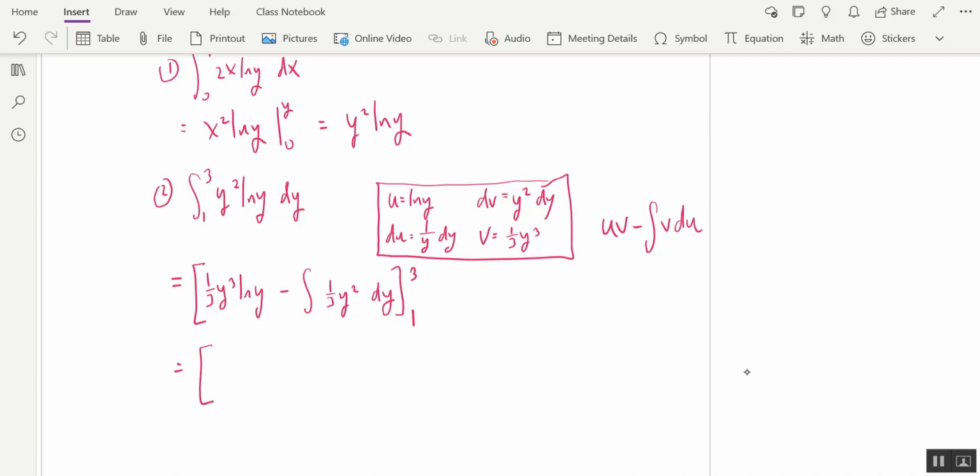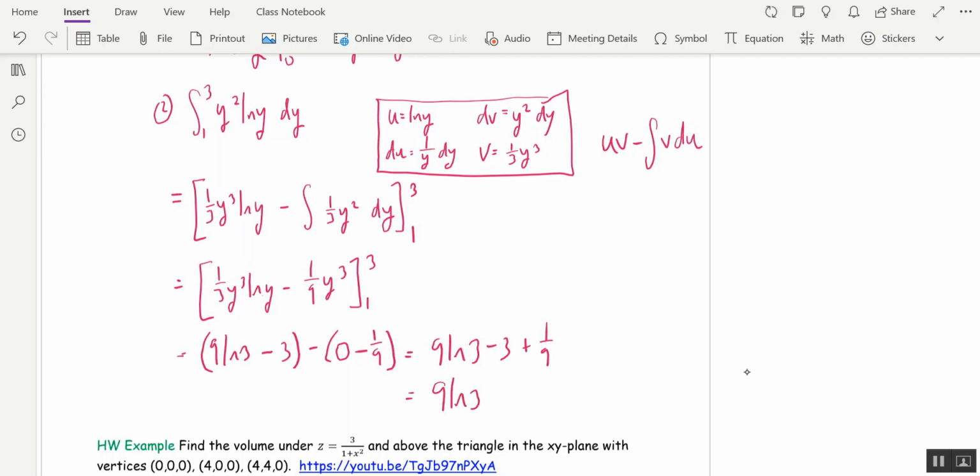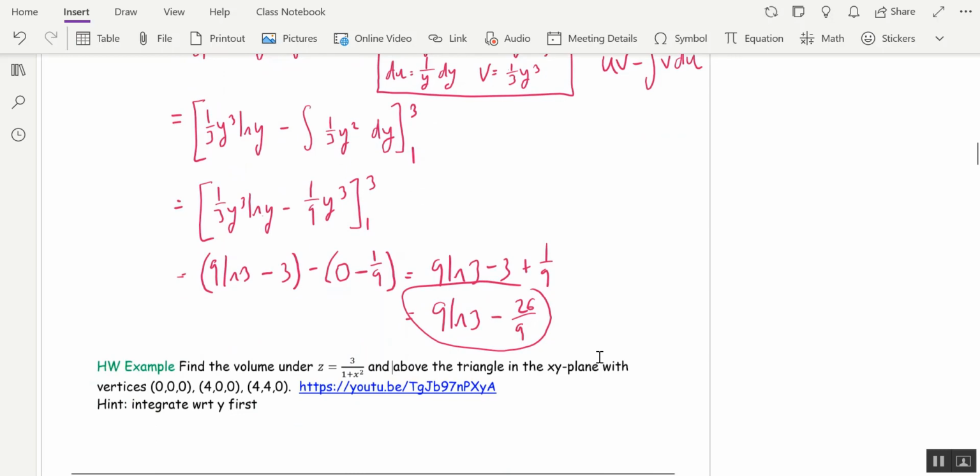And so this is still in brackets, 1/3 y cubed ln y minus 1/9 y cubed between 1 and 3. Okay, when we plug in 3, we get 9 ln 3 minus 3 cubed over 9, which is 3. And then when we plug in 1, ln of 1 is 0, so 0 minus 1/9. So that gives us 9 ln 3 minus 3 plus 1/9. Now, my open math will accept that, or you could go 9 ln 3 and combine fractions to get minus 26 over 9.